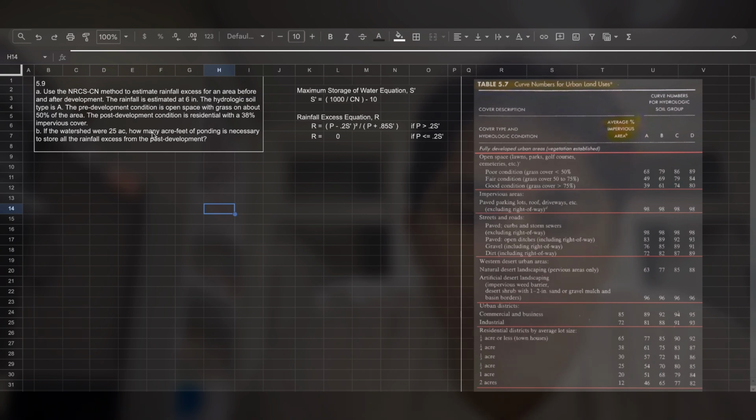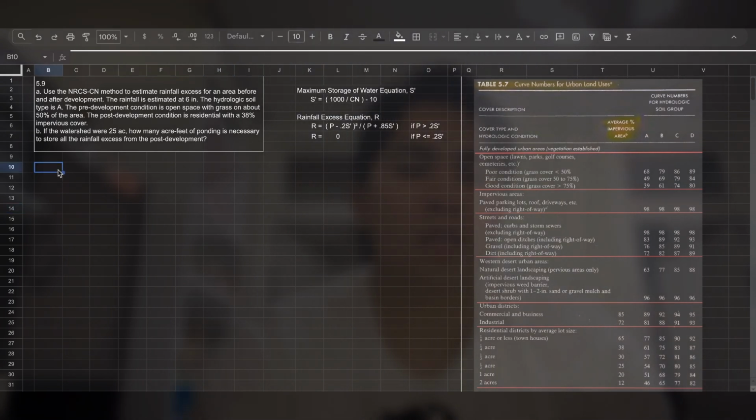So how big needs to be the retention basin, right? If they're giving us the area of the watershed. So all we need to do is the same approach. Just find the curve number for pre-development and after development. And let me explain why we have two different cases.